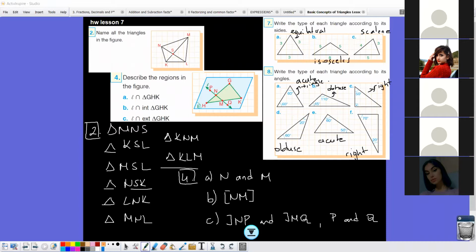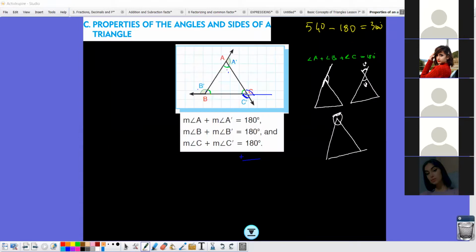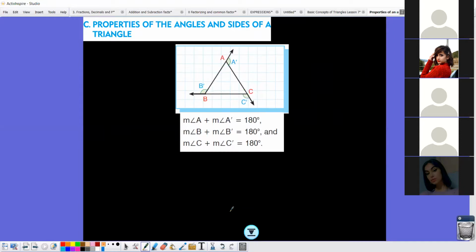And now we'll have some properties of the triangles. If you will write them or take some notes, it will be better for you, okay? Teacher, I'm taking a screenshot and after the lesson I will write. Okay, great. So now we have properties of the angles and sides of a triangle.